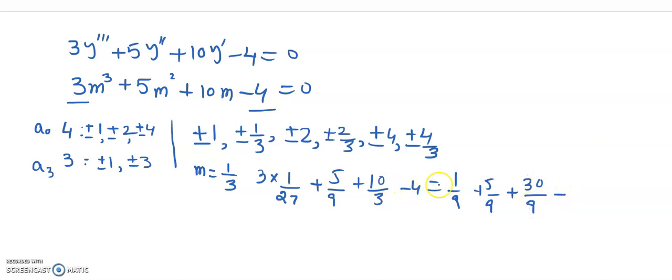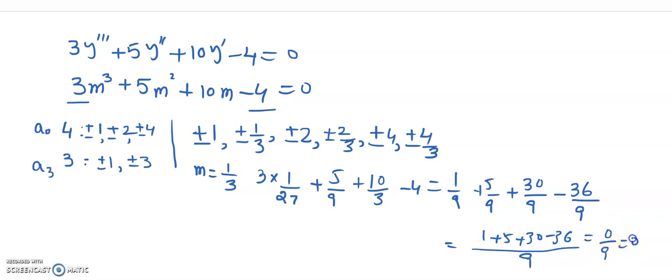it will be multiplied by 9, minus 36 over 9. Okay, so now what is this? 1 plus 5 plus 30 minus 36, that is 0 over 9, it's 0. So this is the root. m = 1/3 is the root.